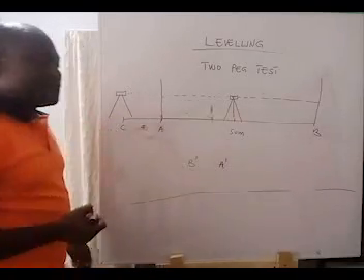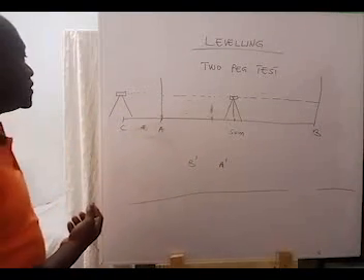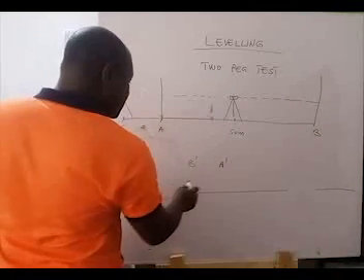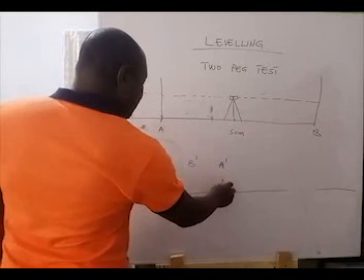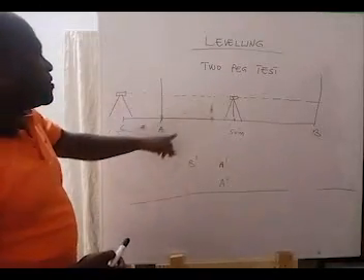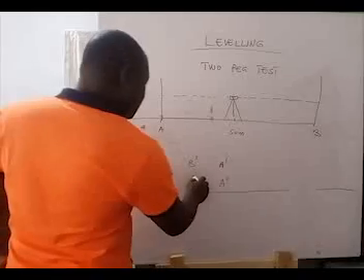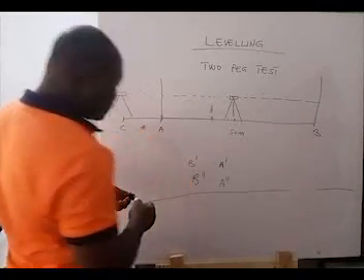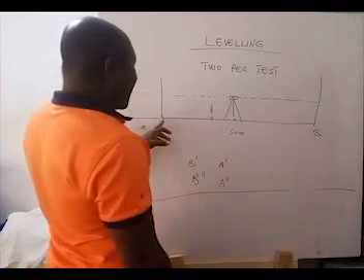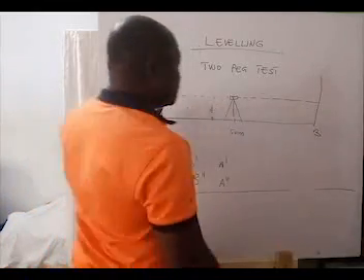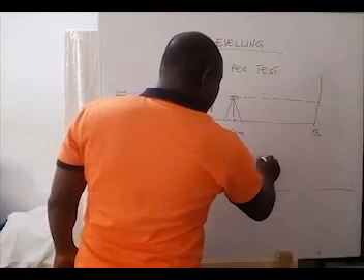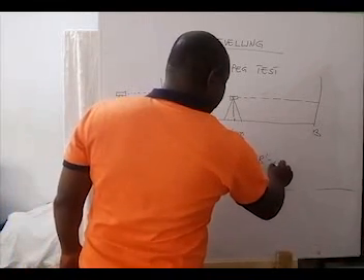Definitely, it's going to be different because you have changed the instrument station, the height. So the reading here, we name it A prime prime. Then the reading at B, we name it B prime prime. Now, don't forget that the height difference between B and A is going to be B prime minus A prime.